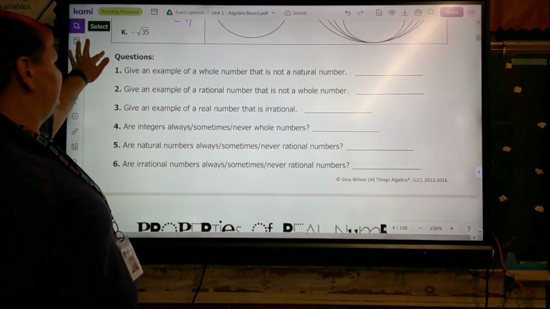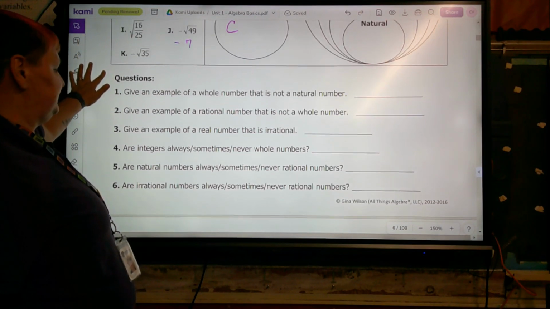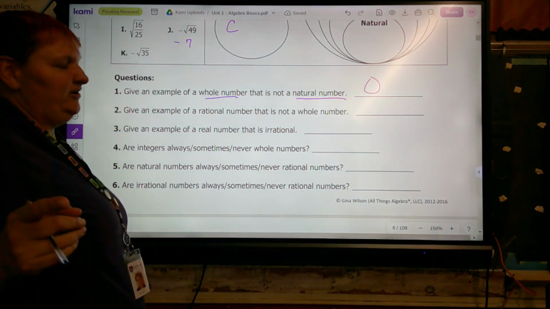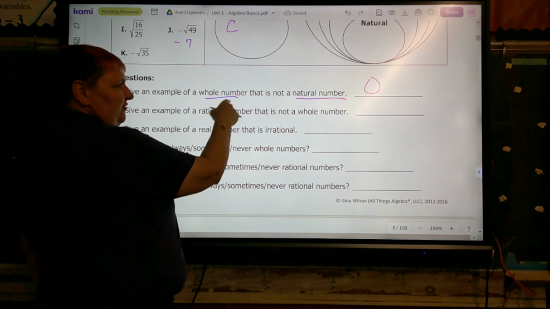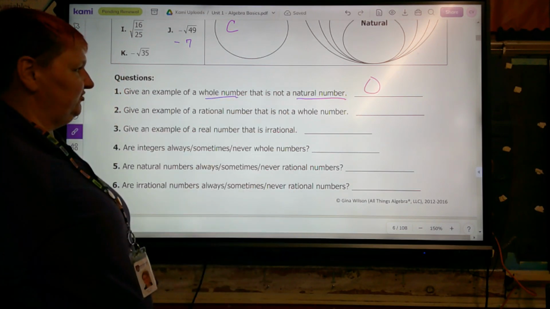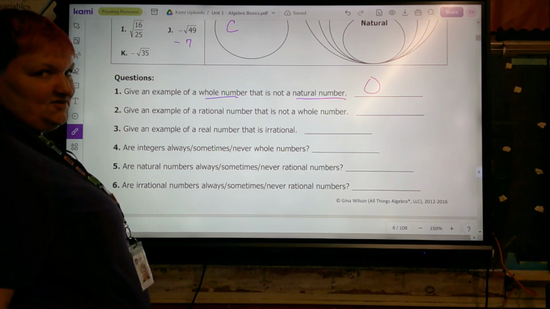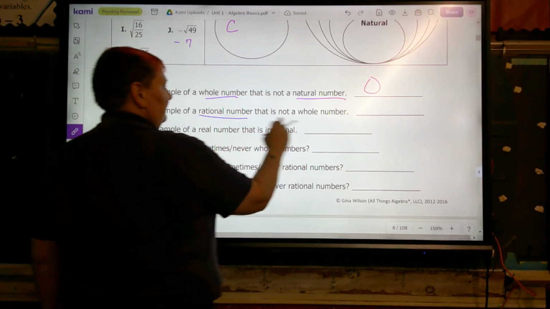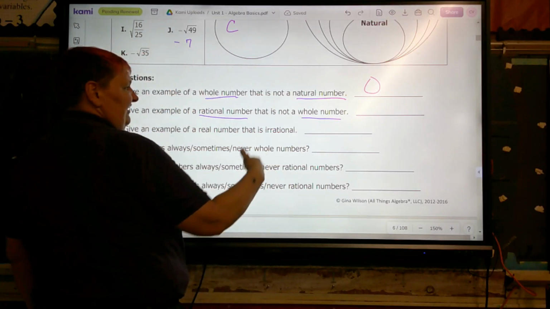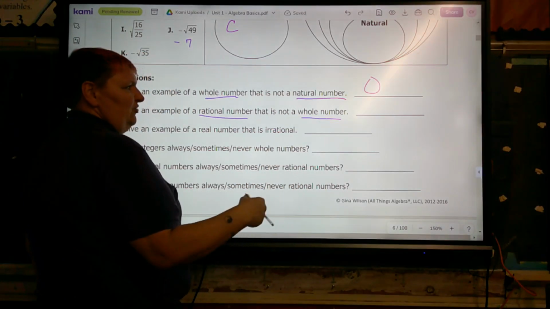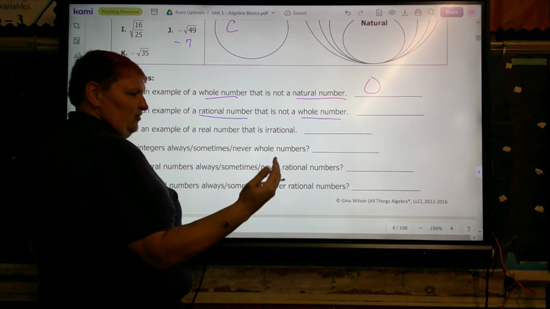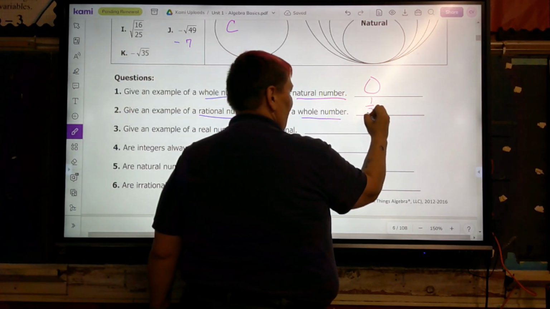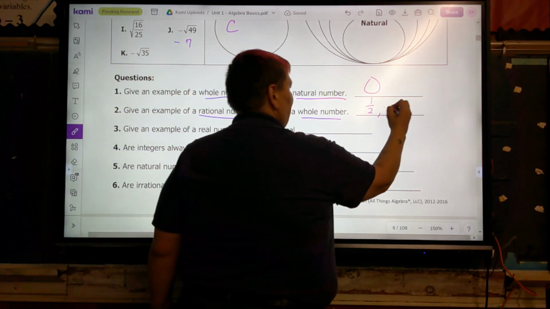Alright, questions. Give an example of a whole number that is not a natural number. 0. And this one you can copy because 0 is the only whole number that's not a natural number. It's the only option. 2. Give an example of a rational number that is not a whole number. Anything with a negative or a decimal or a fraction is rational but not whole. So anything, 1/2 or -5.